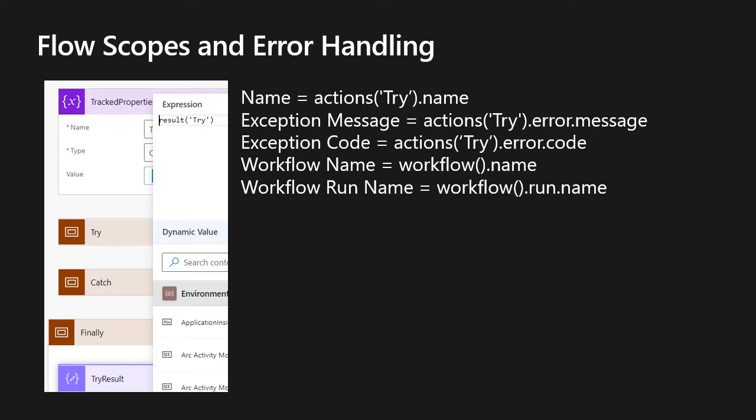If you want to work with the name of the try action, you can say .name. That'll get you that. If there were any error messages in the try, you can do exception message actions.error.message. For the exception code, you can do error.code. And again, for workflow name and workflow run name, these are all examples here. This is useful for when we're going to be delivering this information to Azure or on-premise based resources.